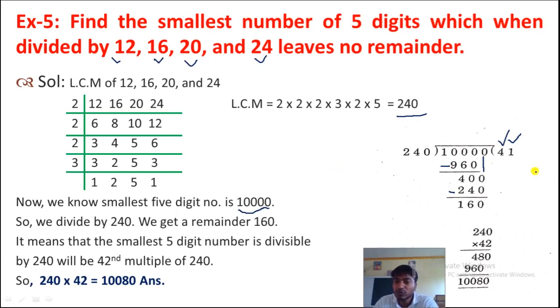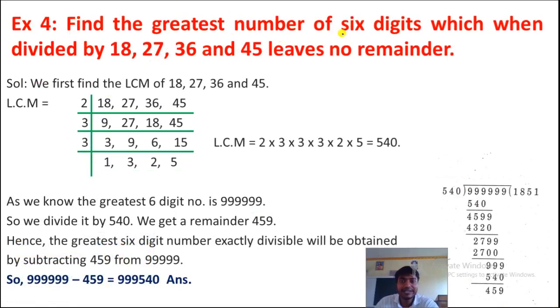For that, what you have to do is just add 1 here. What we will get? 42, and multiply this LCM 240 by this 42. Now whatever number comes, that will be the smallest 5 digit number. Here you can see 240 into 42. When we multiply, we get 10,080. This will be the number. When we divide by 12, 16, 20 and 24, we will get the remainder 0. That means this is completely divisible.